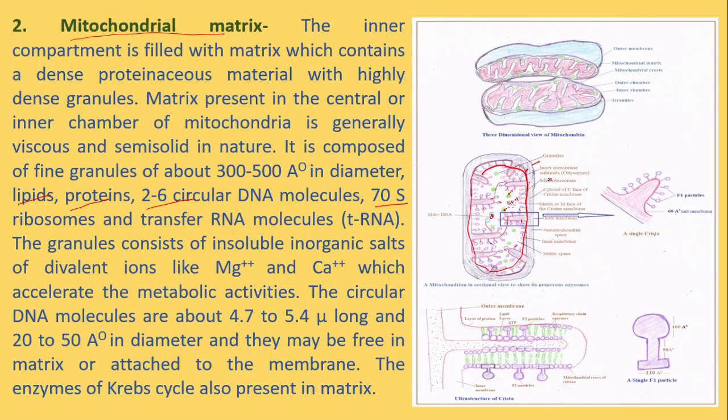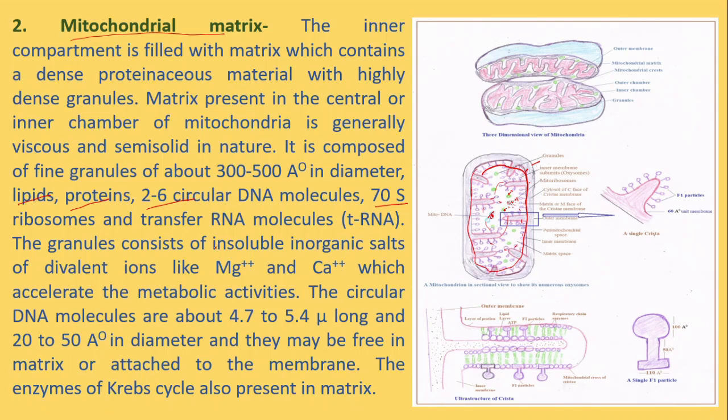Here you can see mitoribosomes, and this is DNA, which is known as mitoDNA. All these are parts of the matrix, which contains different types of substances. It contains some granules, lipids, proteins, DNA molecules, 70S ribosomes, and transfer RNA molecules, that is tRNA. So all these are the different constituents of the matrix.